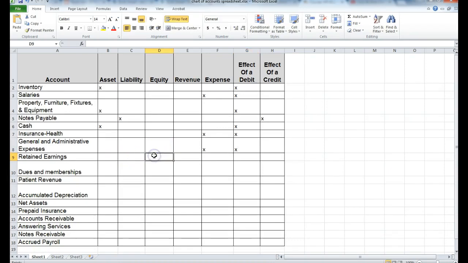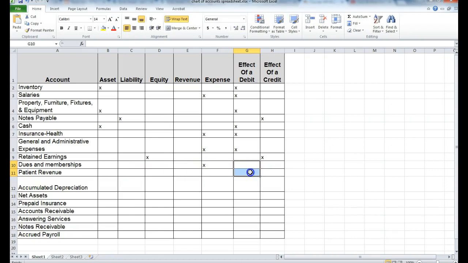So retained earnings is one of the two equity accounts that we have, right? The other one you may see is additional paid-in capital or paid-in capital. So equity is on the right-hand side, so it increases with a credit. When I put effect here, you would put increase or decrease. So the ones with the X are increase. If it's blank, it would mean it would decrease. Dues and membership would be an expense. And again, an expense would increase with a debit.